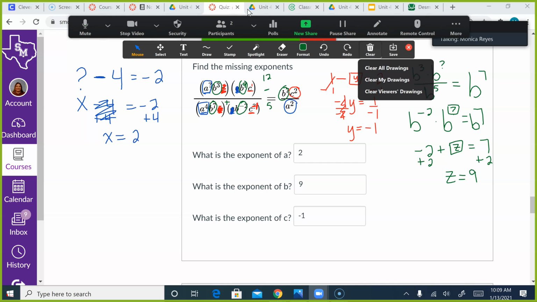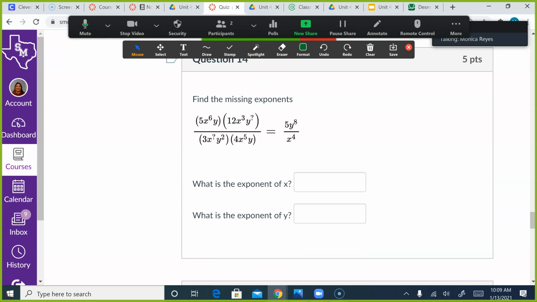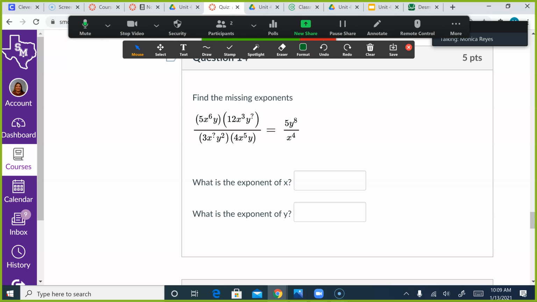All right. So then 14, again, it's the same thing. You may be able to cancel stuff out, maybe not.